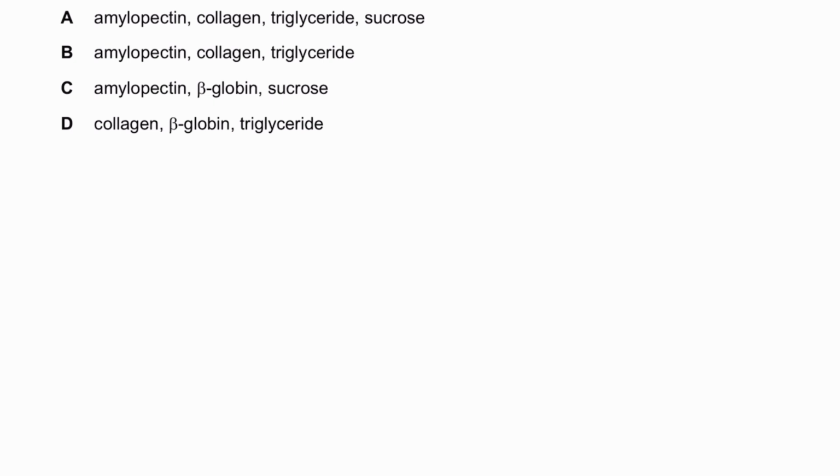Amylopectin is going to be formed from a bunch of glycosidic bonds, which happen between hydroxyl groups, not between carboxyl groups. So remember, amylopectin here is a carbohydrate. It's definitely not going to be, it's either a triglyceride, collagen, or another protein. So collagen, beta globin, and triglyceride, exactly, because beta globin is another protein.